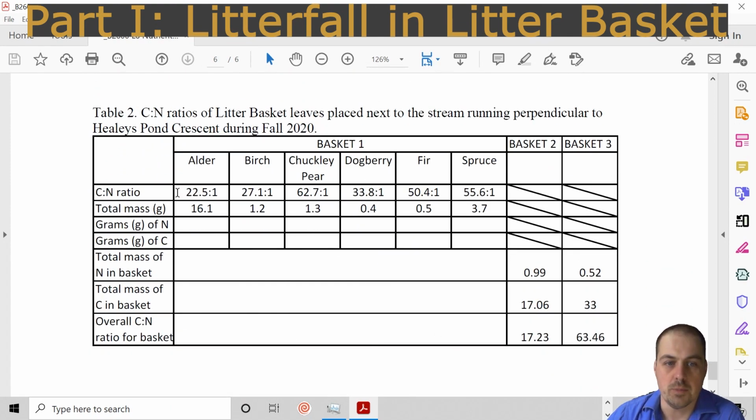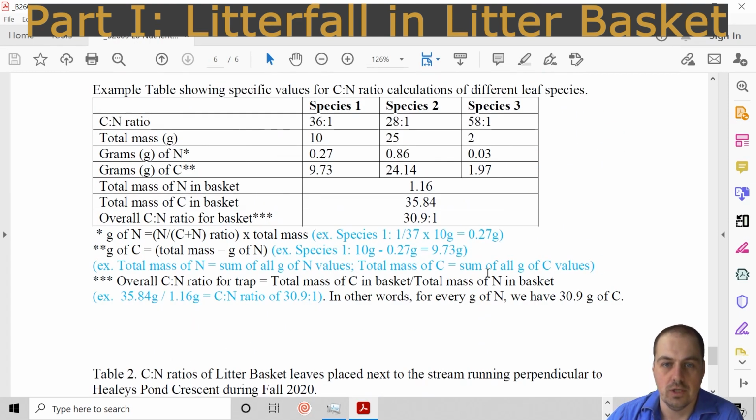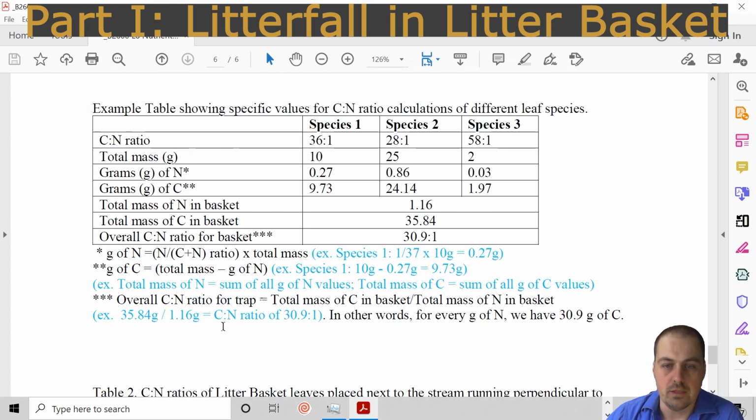So as mentioned, you're given the carbon nitrogen ratios, and you're also given the total mass of each specific type of leaf. And these are, in fact, real carbon nitrogen ratios for these specific species. So this was for the basket that I did, and I just made up a couple of other baskets so we have something to compare it to. And I'll talk more about that in the discussion. So these calculations down here, highlighted in blue, show you exactly what to do.